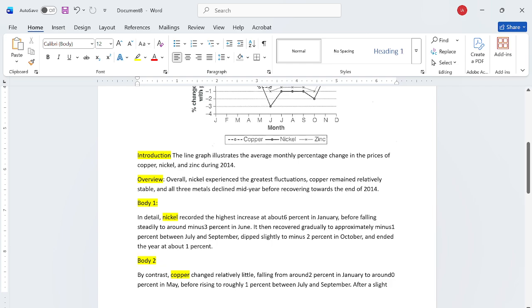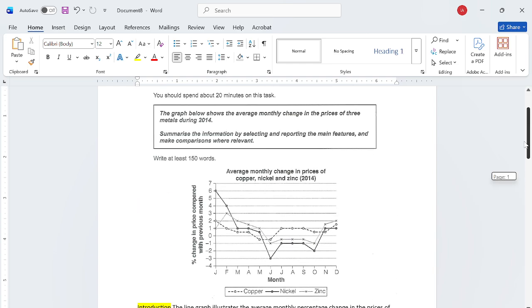And now we will write the overview, which is probably the most important part of task 1. Here we do not give a lot of numbers, we simply describe the main trends. Look at the graph.